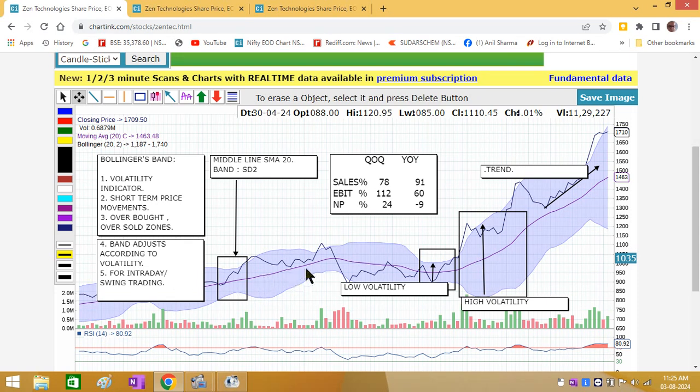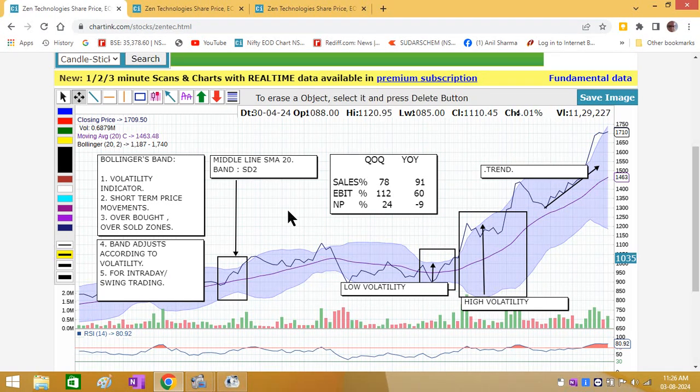The middle line of Bollinger Band, this is the middle line of the Bollinger Band. This is simple moving average of 20, and this band above the middle line and this band below it are standard deviation 2, from here to here and from here to here. So we have seen actually the Bollinger Band. The utility of Bollinger Band is best for intraday trade and for the swing trade.